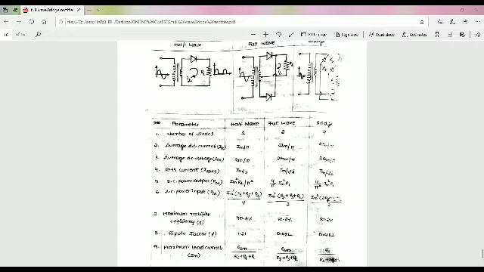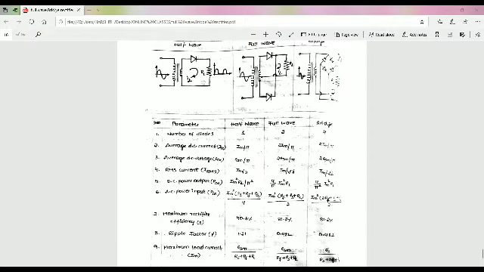And the third, average DC voltage, that is the EDC voltage. In half wave rectifier ESM by pi, in full wave rectifier 2 ESM by pi, and the bridge rectifier 2 ESM by pi. Okay, and the fourth one, RMS current, that is the IRMS. In the half wave rectifier IM by 2, full wave rectifier IM by root 2, in the bridge rectifier IM by root 2.